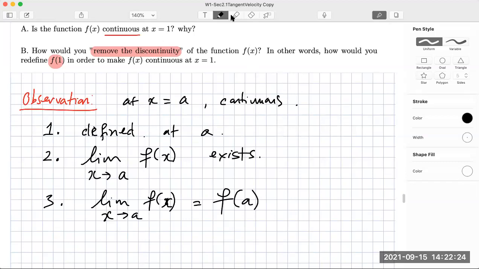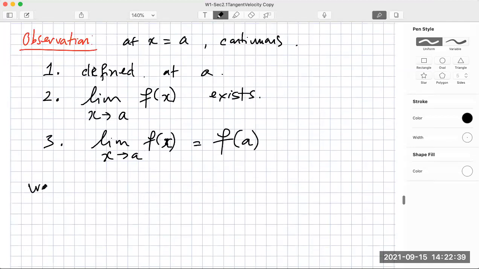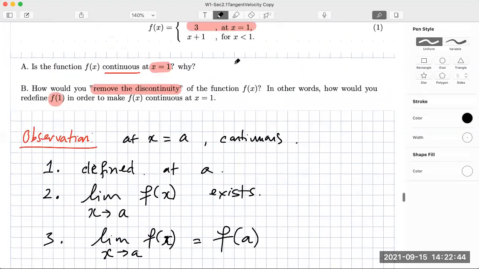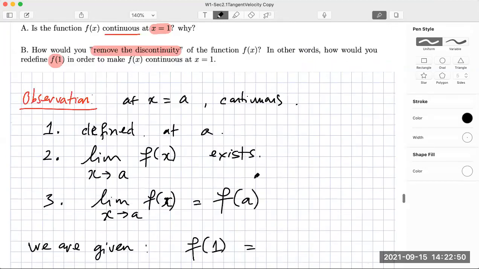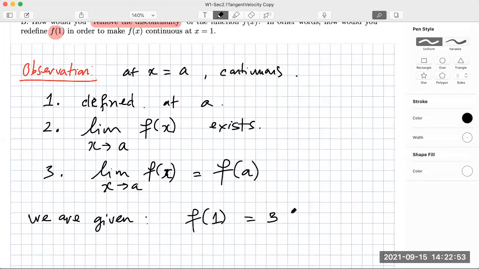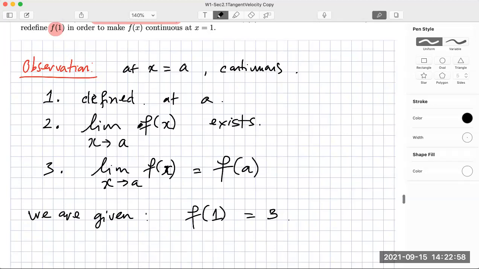And the point we're considering here is the point 1, right? Is this function defined at 1? Yes, we're given here, right? According to the definition of this here, f of 1 is equal to 3. Then, therefore, the next step is to check if it's satisfying the second condition, right?